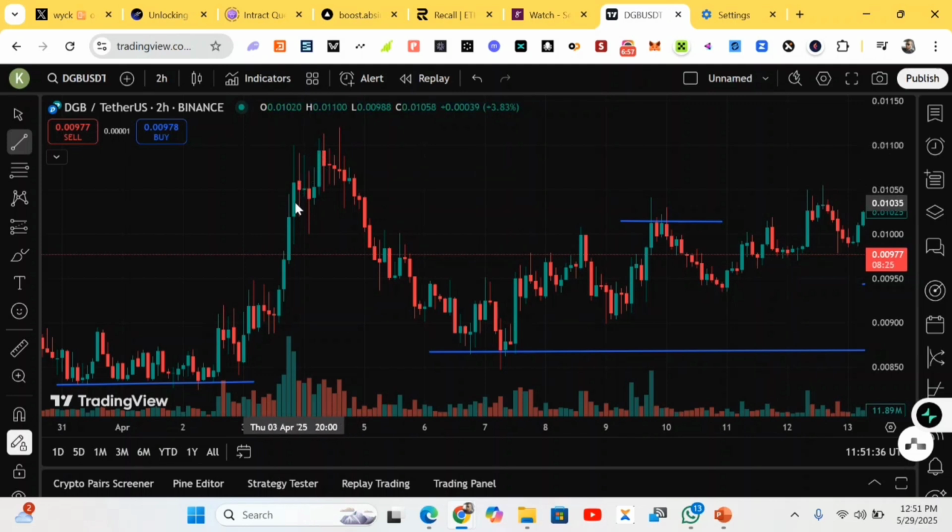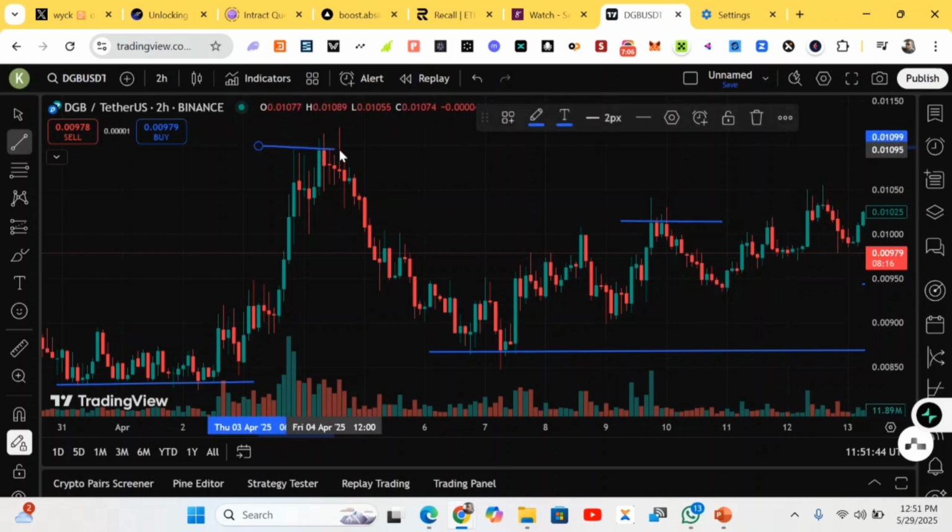Move over here. Okay, we have an example over here where we have a long wick. So buyers came and tried to push the price upward. They pushed it to this height. Okay, it passed the area of confluence over here, and sellers came over here and pushed it down.